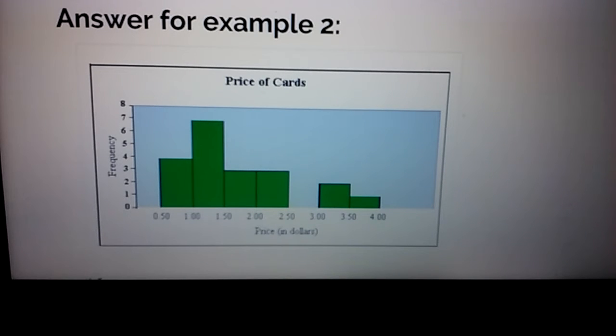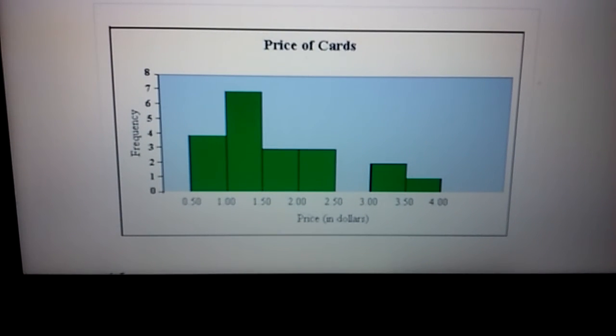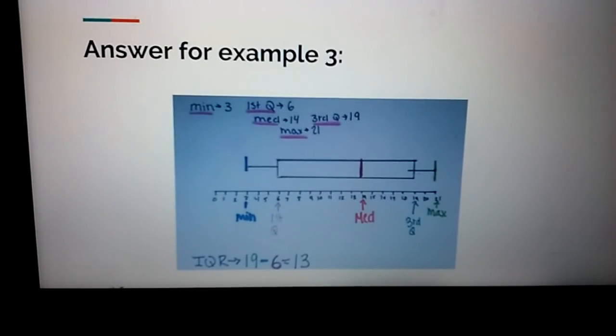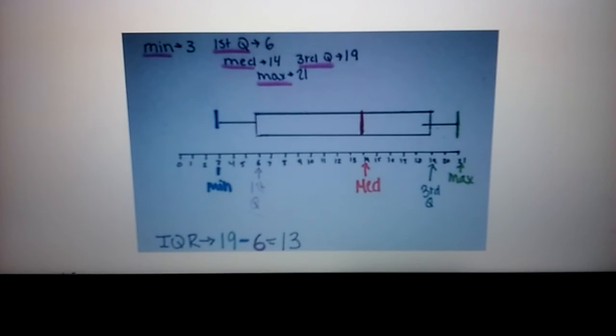For example 2, this is what your histogram would have to look like. And for the answer for example 3, this is the answer.